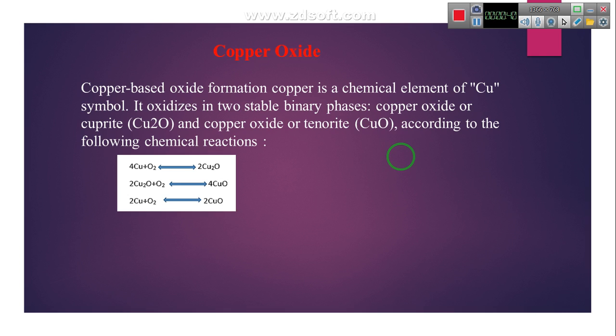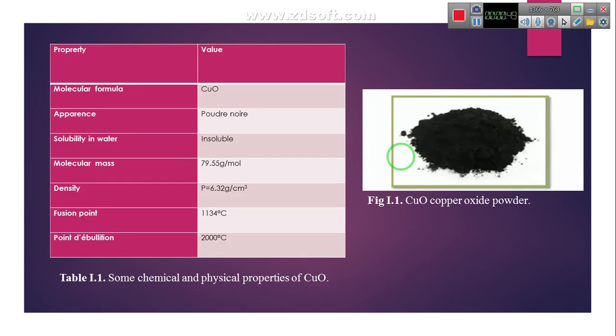Copper oxide. The formation of different types of copper-based oxide is listed below in this chemical reaction. Cupric oxide, in mineral form known as tenorite in the natural state, has the formula CuO. It is also in the form of a dark gray or dark black powder, as shown in Figure 1.1. Table 1.1 groups together some chemical and physical properties of cupric oxide CuO.